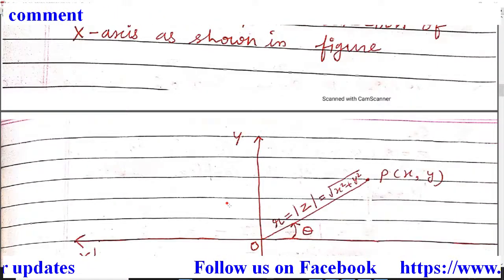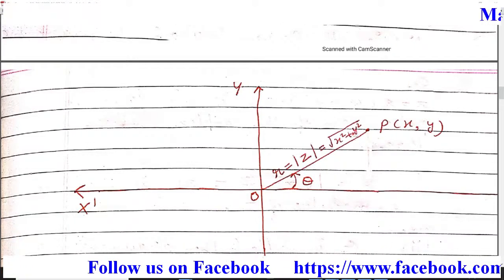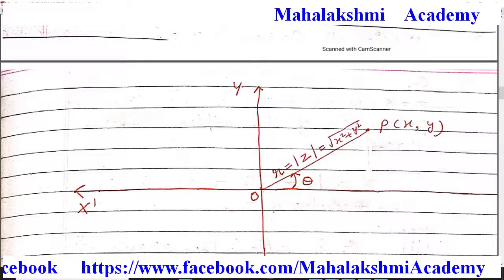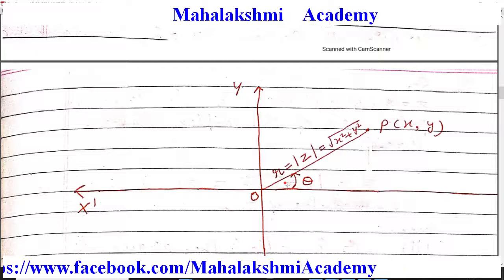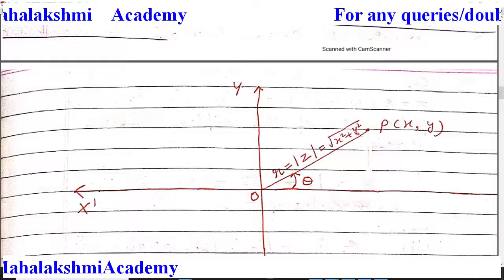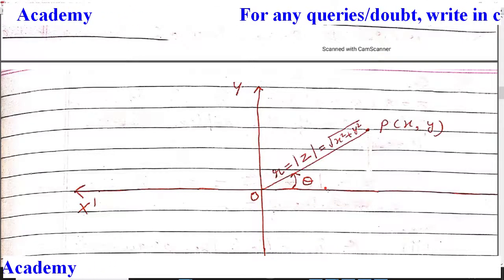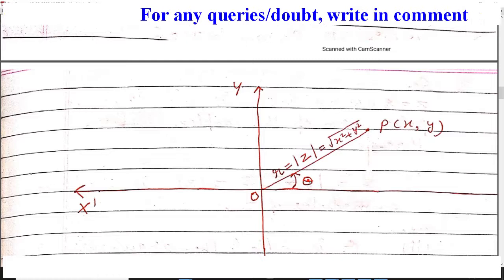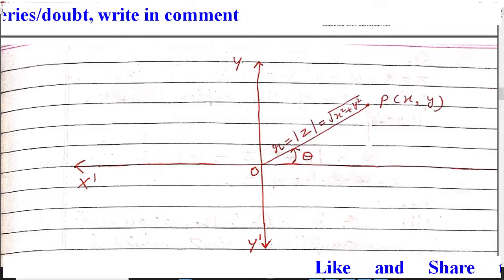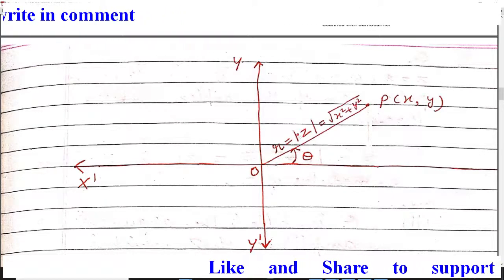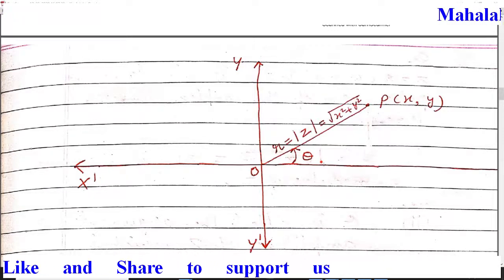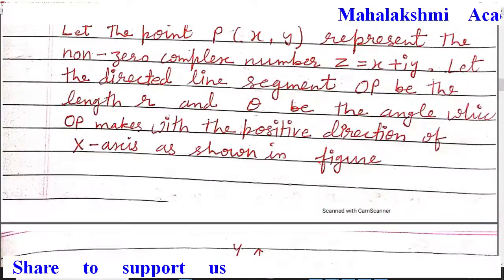Whatever detail I wrote here, I am going to explain with the help of the figure. Suppose point P represents the complex number z equal to x plus iota y. Then this OP length, as we already understood, is the modulus. This modulus we assume as small r, and the angle between OP and the positive side of the x-axis we assume as theta. From the figure, once again, carefully understand: r is the length of OP, which is equal to the modulus of the complex number, and theta is the angle between OP and the positive side of the x-axis.